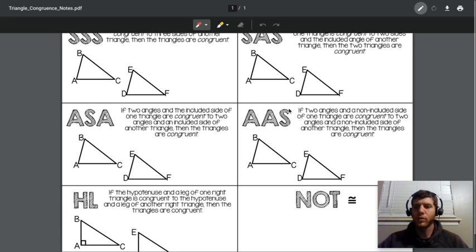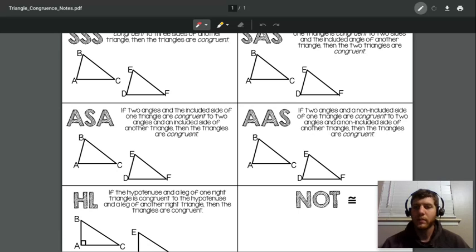Okay, so to show that two triangles are congruent, we talked about that we have to show that the corresponding parts are congruent. So the angles that correspond with each other in the triangles need to be congruent, and then the sides that correspond with each other in each triangle need to be congruent. So you'd have to show that 3 pairs of angles are congruent and 3 pairs of sides are congruent. But we don't actually have to show all 6 of those corresponding parts are congruent.